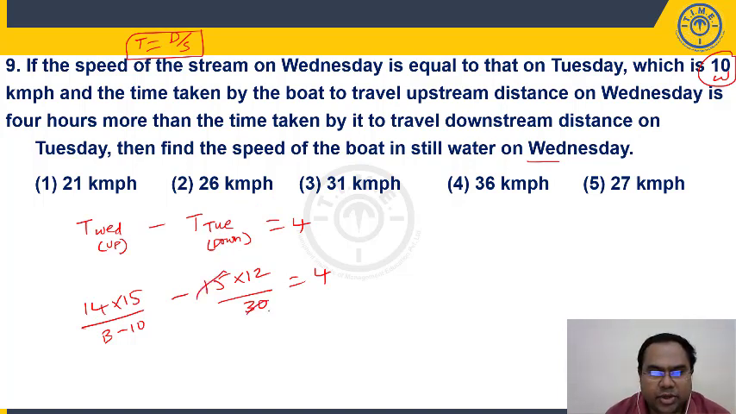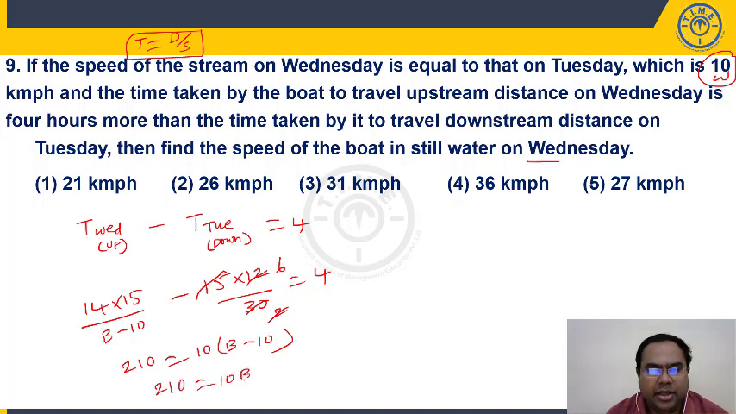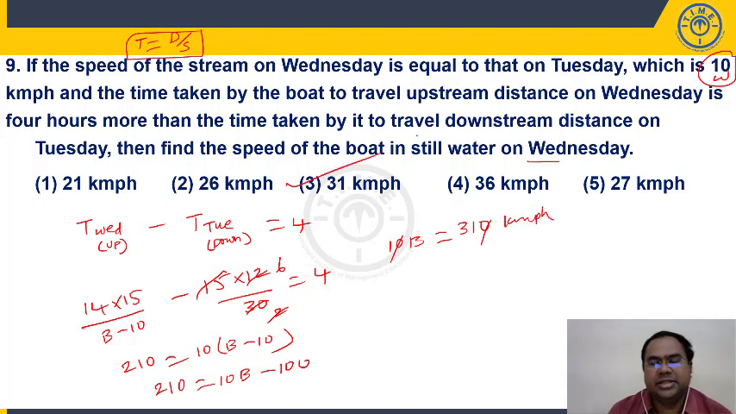15 goes 2 times, 2 goes 6 times. So what will happen here? 14 into 15, how much is that? 210 is equal to 10 into B minus 10. I can say 210 is equal to 10B minus 100, or I can say 10B is equal to how much? 310. B is equal to 31 kilometers per hour. 31 kilometers per hour is present in the choices.